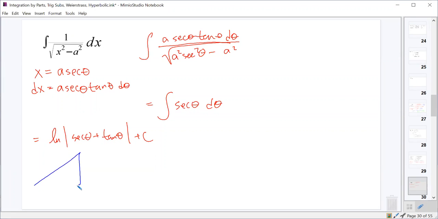So there's theta, there's our right angle. And we had originally that secant theta, which is hypotenuse over adjacent, was x over a. And that gives us this side as square root x squared minus a squared. Good or no?